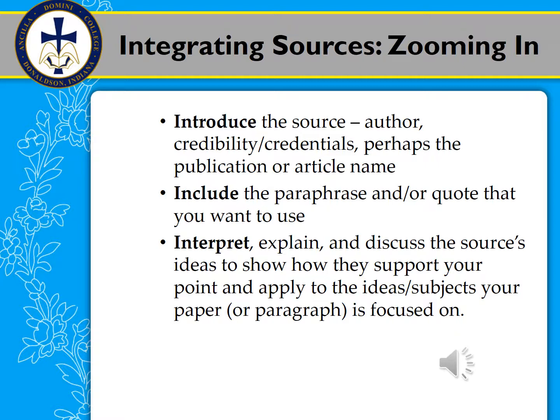But usually if you try to do these three things, I call them the three I's, it's really going to help. First is you're going to introduce the source. That includes introducing the author's name if you need to, especially if it hasn't been in your paper yet. The author's credibility and credentials, again, you only need to do that the first time that you introduce the article. And you can maybe include the publication or article name where that information first appeared. And then once you've introduced the author and all those other things the first time that you use a source, then you can include the paraphrase or the quote that you want to use. We'll look at some more specific ways and practice doing that later.